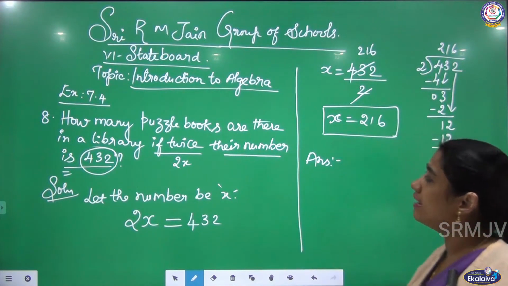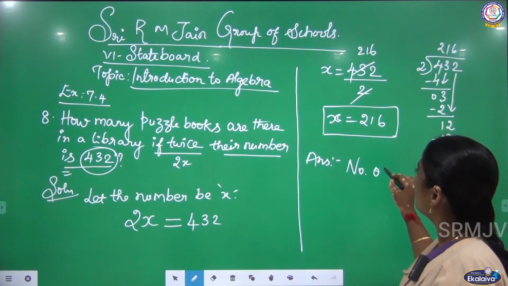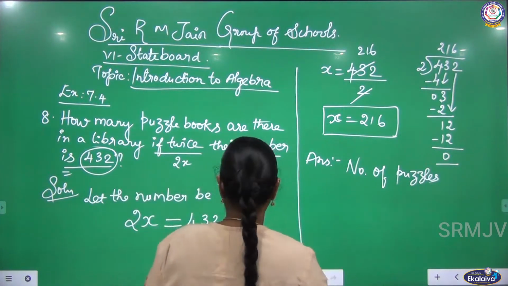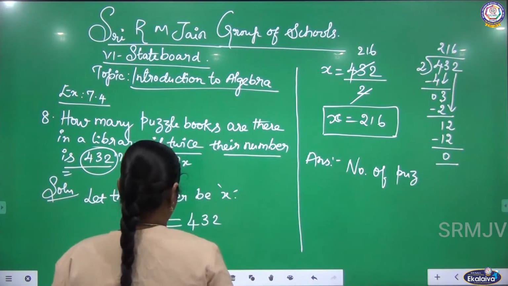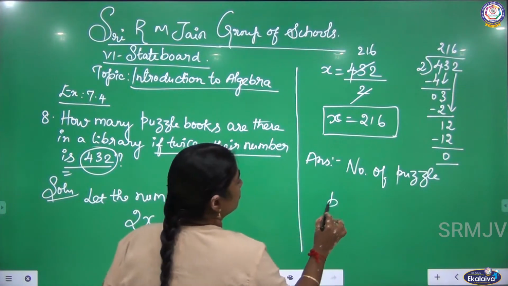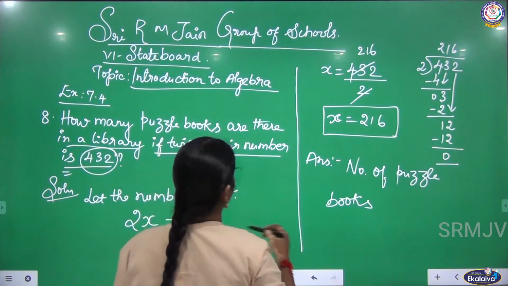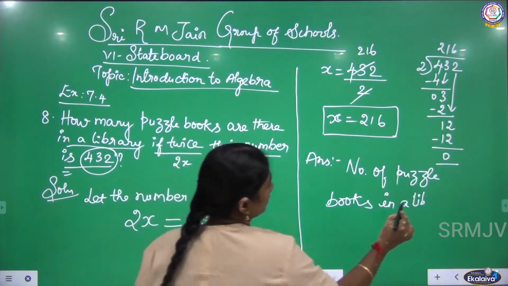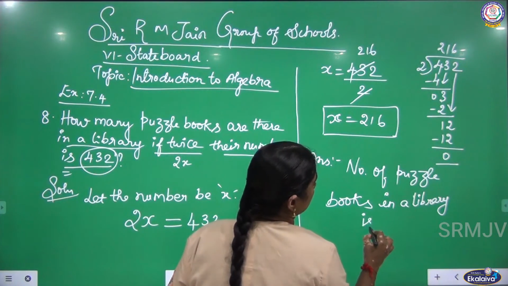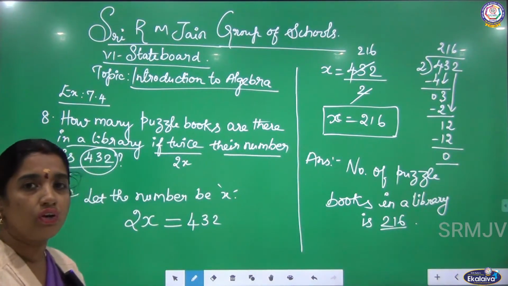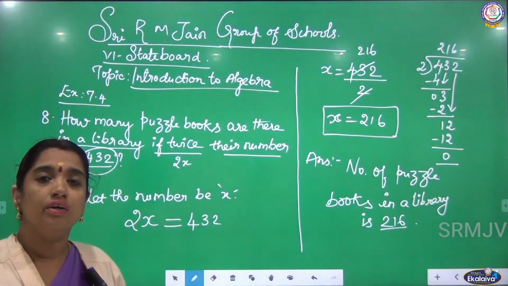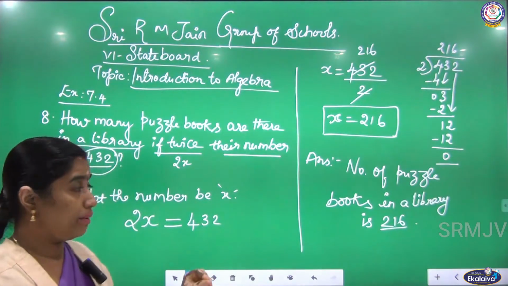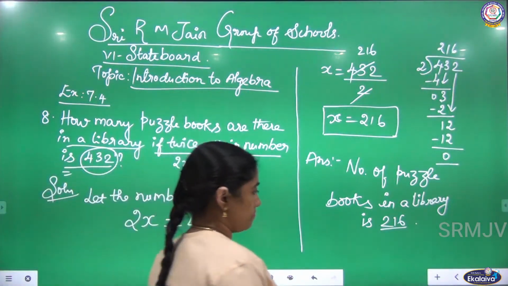Now I can write the answer. How many puzzle books are there in the library? So number of puzzle books. Write the statement which is given in the question. Number of puzzle books in the library is 216. Can you clear this? Number of puzzle books in a library is what? 216, because twice a number is equal to 432, then the value for the number is what? 216. Shall we move on to the next sum?